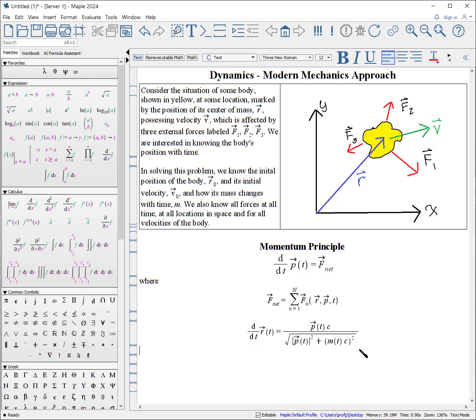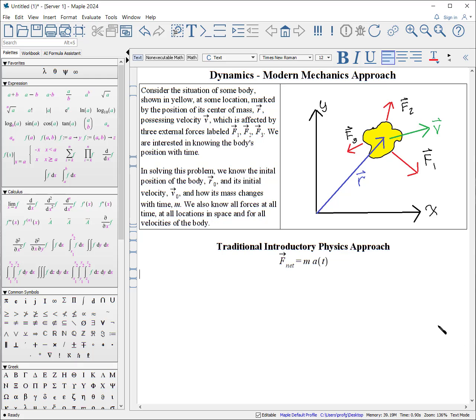This is an expression that includes the fact that the object could be moving relativistically and the mass could be changing with time. However, for most of the problems we're going to be doing, since c is the speed of light and it is huge, everything essentially cancels out and we can approximate the rate of change of position as equal to the momentum divided by the mass. Therefore, the modern mechanics approach is that position changes due to momentum and momentum changes due to the net external forces.